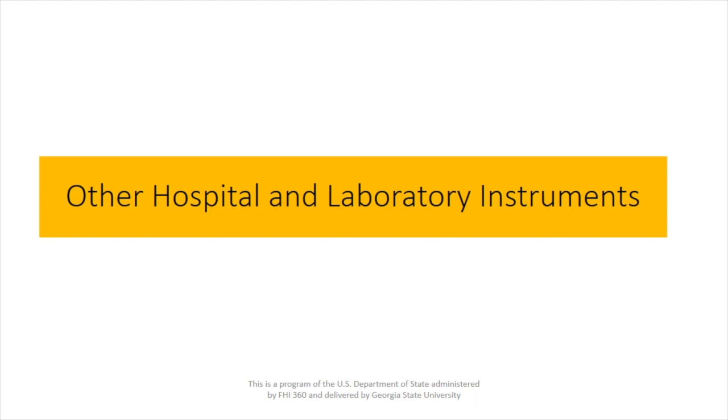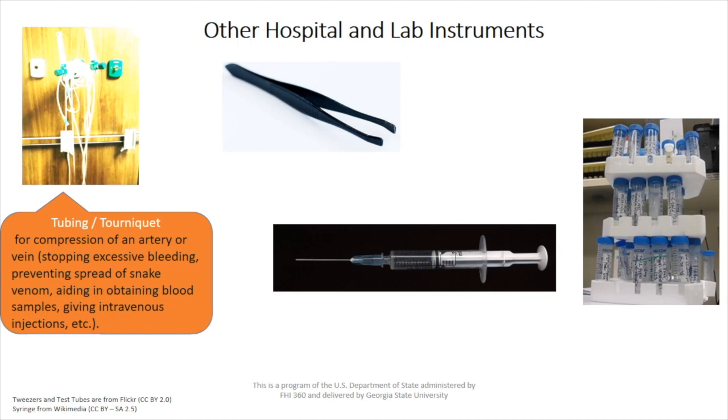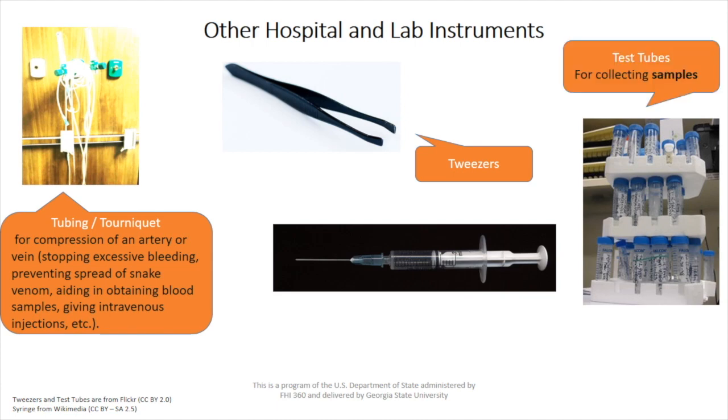Let's move now to some other instruments, not necessarily diagnostic instruments, but some other hospital and lab instruments. What we have here, we have a tourniquet here used for compression of an artery or vein. You have tweezers used to pick up small things, different small objects. You have test tubes here used for collecting samples, and this one that you all know, a syringe used for giving injections.